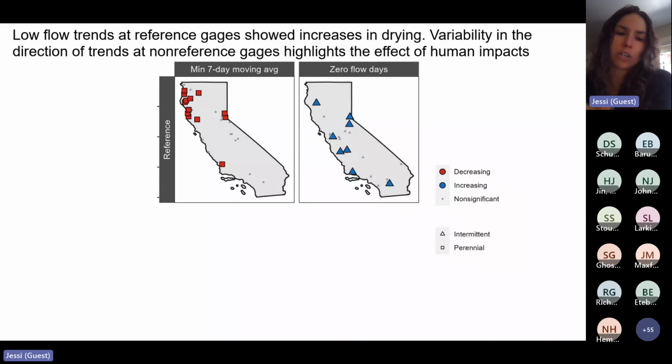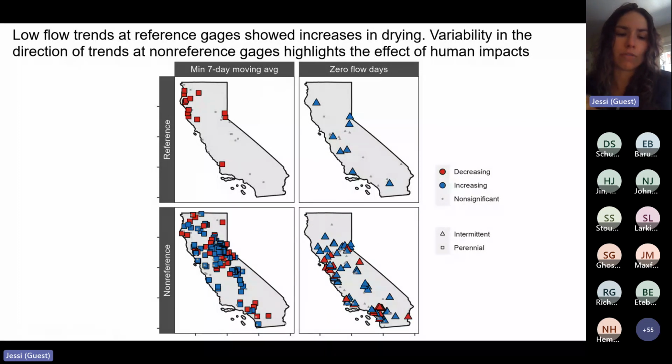And these changes in our reference streams, because they're not impacted by human alteration, really show the impact of climate in these cases. But when we look at our non-reference streams for trends in both of these metrics, we see varying degrees of both drying and wetting in either case. And this just goes to show that you really need to go in on an individual watershed scale to understand what is happening in these streams and how both climate and land use are interacting to affect low flows.